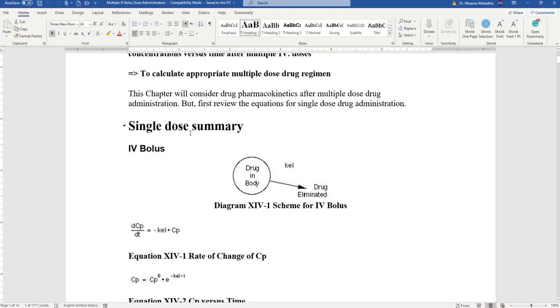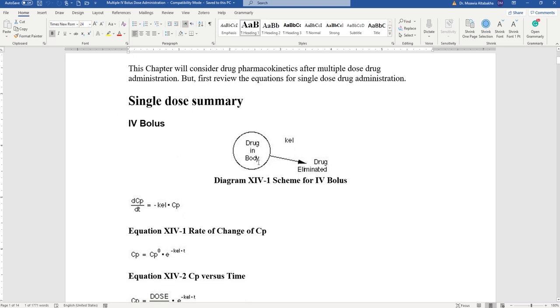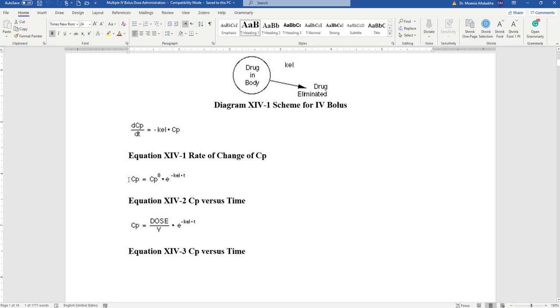In the beginning, we'll go quickly through what we discussed previously. For example, with single IV bolus administration, where we only have elimination, dCp/dt equals minus k times Cp. This is first order, meaning the rate of change in concentration is proportional to the concentration remaining to be eliminated. The higher the concentration, the higher the rate. With integration of this equation, you remember Cp equals Cp0 times the fraction remaining. At time 0 this fraction is 1, so Cp at time 0 equals Cp0, which is the dose divided by V, the apparent volume of distribution.